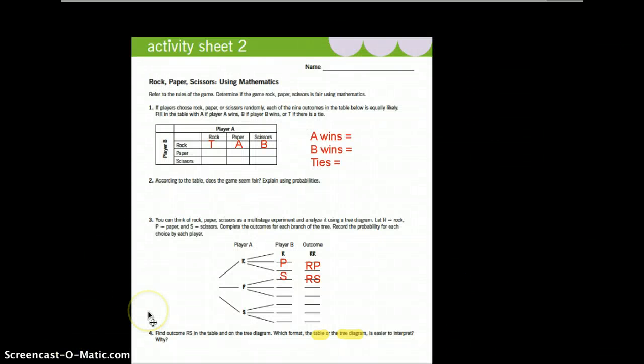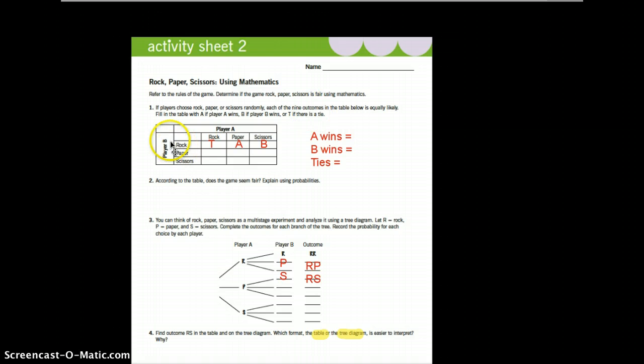Okay, so you've done activity page 1 and now you're on activity sheet 2. We're going to use the math behind keeping track of all the data that you just kept. In question 1 here, you're going to want to write this down, and I'm going to explain this table. It says if players choose rock, paper, scissors randomly, each of the 9 outcomes in the table below is equally likely. Fill in the table with A if player A wins, B if player B wins, and T if it's a tie.